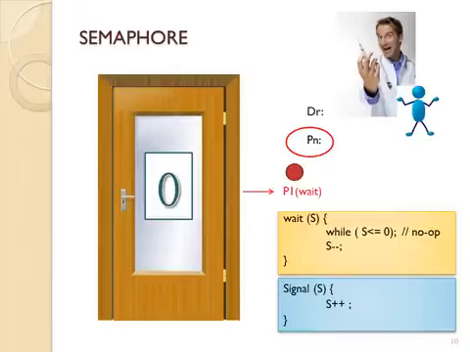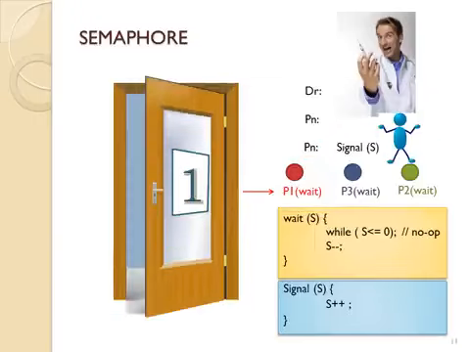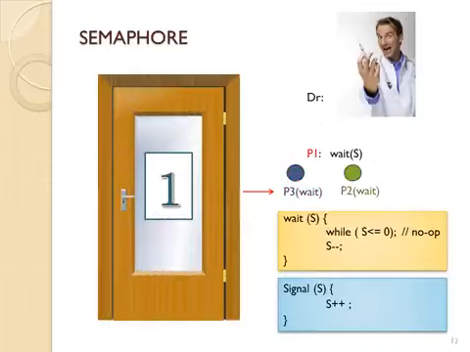Now another process, P1, arrives and checks the wait, and P1 is not able to go in. P3 arrives and checks the wait, and P2 arrives, and these are busy waiting. They're just cycling around, checking their wait, checking their wait, checking their wait, until eventually PN finishes, runs the signal, changes the value to 1, and now P1 will run the wait, and then P1 will be in there with the doctor, and any other processes that come along will also have to wait.